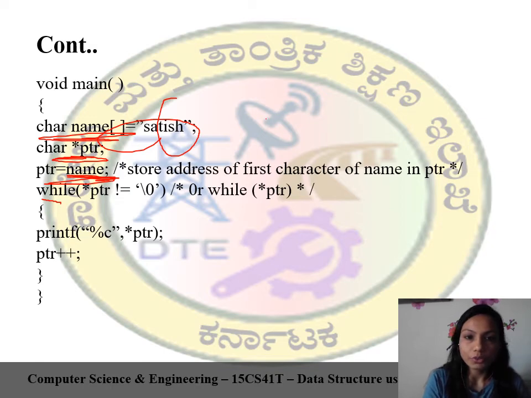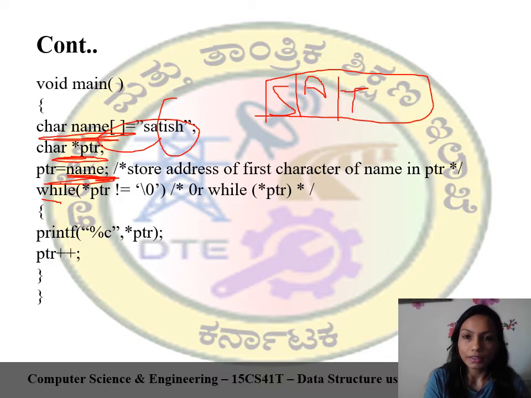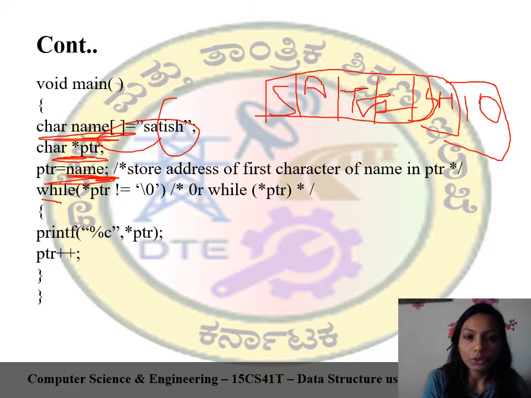Here we have stored Satish. It will be stored like this. S will be first. A will be next. T will be third. Then I will be there. Then S will be there. Then H will be there. Then at the end we will store the null to indicate the end of the string. So until we reach this, we should go on printing.